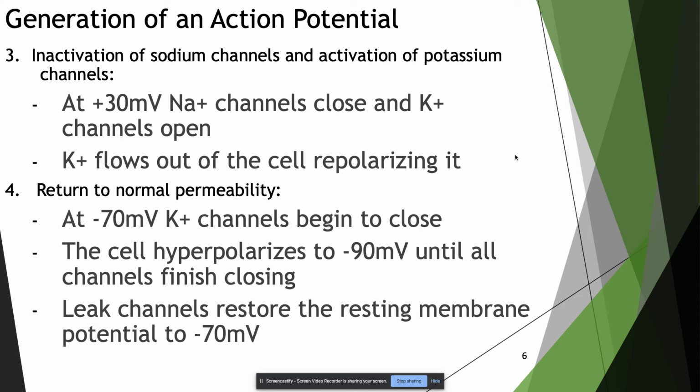In the fourth step, which is the closing of potassium channels, the voltage-gated sodium channels remain inactivated until the membrane has repolarized to near threshold levels. At this time, they regain their normal status. They're closed, but capable of reopening. The voltage-gated potassium channels begin to close as the membrane reaches its normal resting membrane potential, minus 70 millivolts. And until all of these potassium channels have closed, the potassium ions continue to leave the cell, which produces a brief period of hyperpolarization.